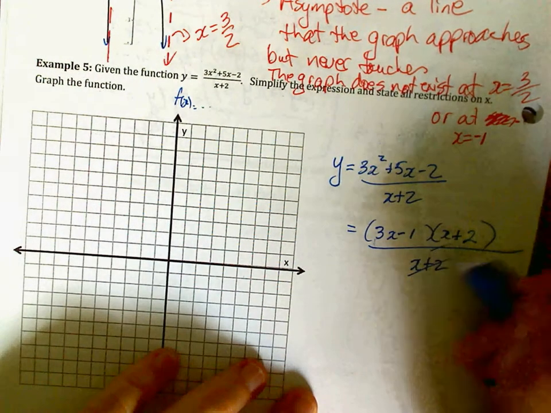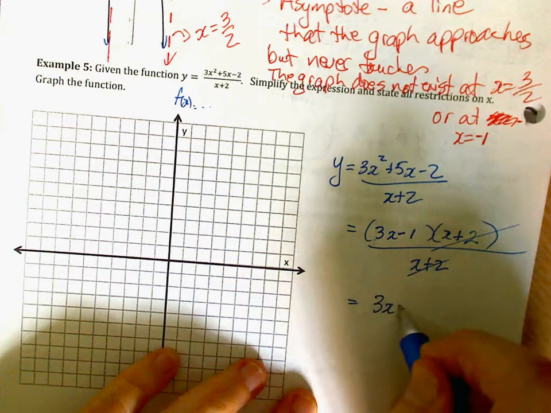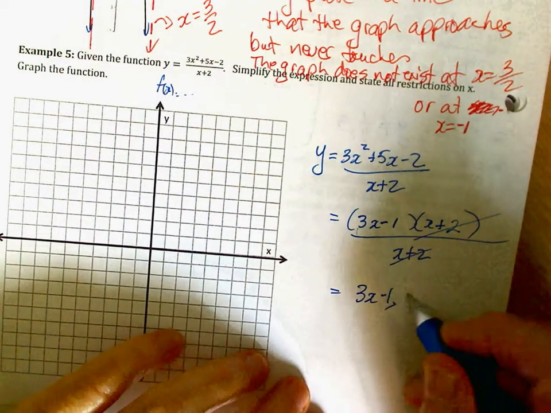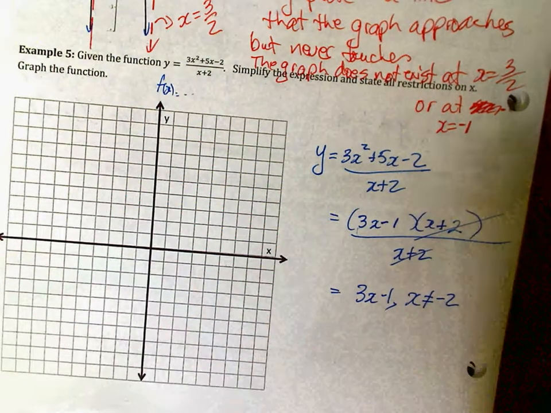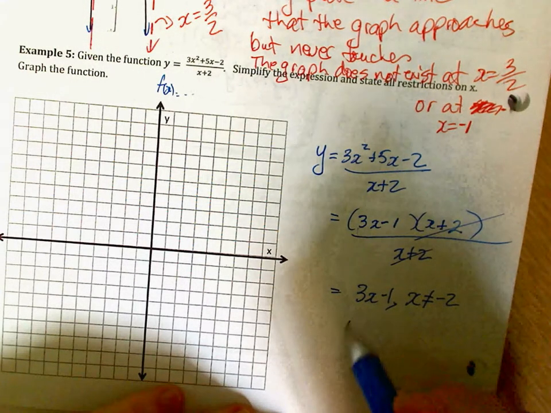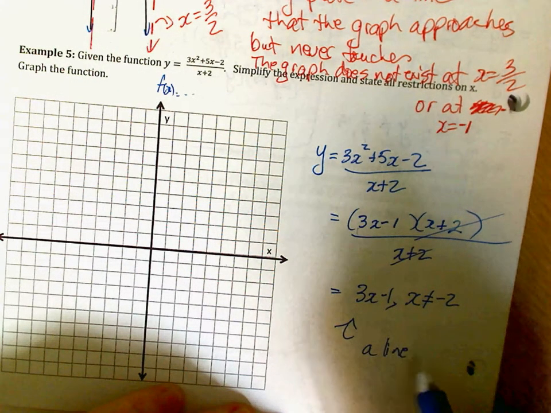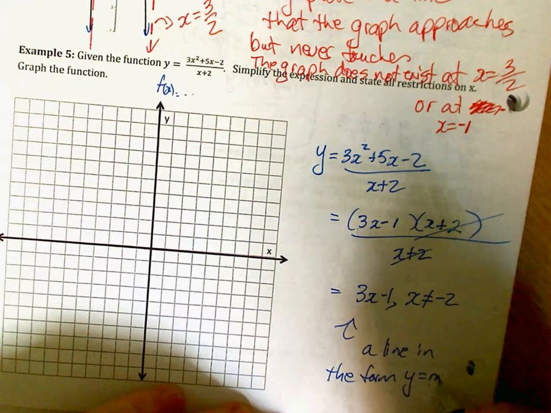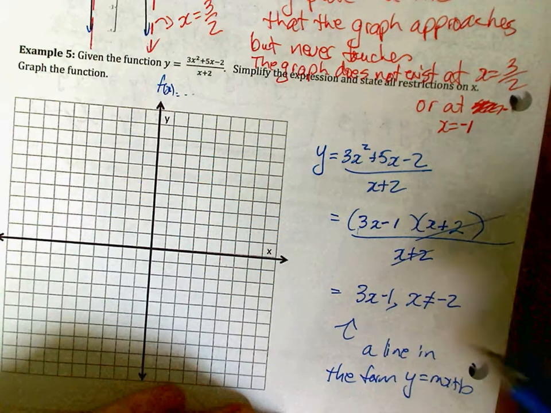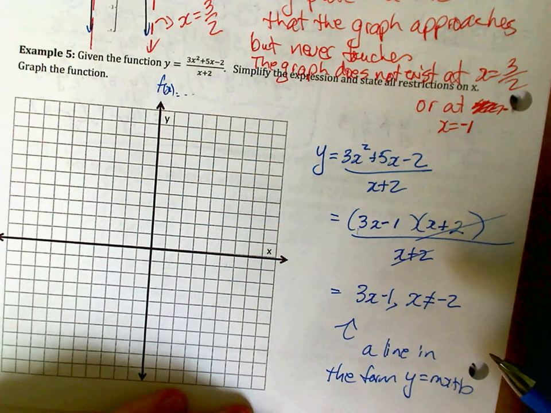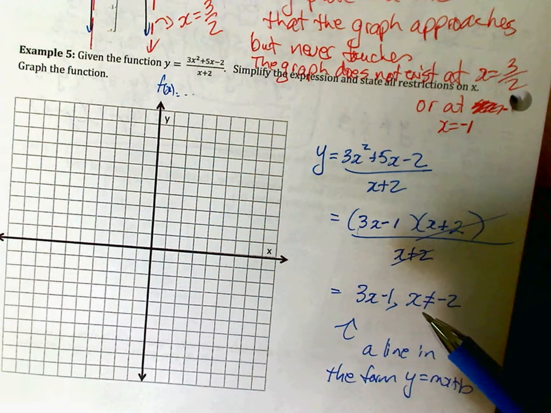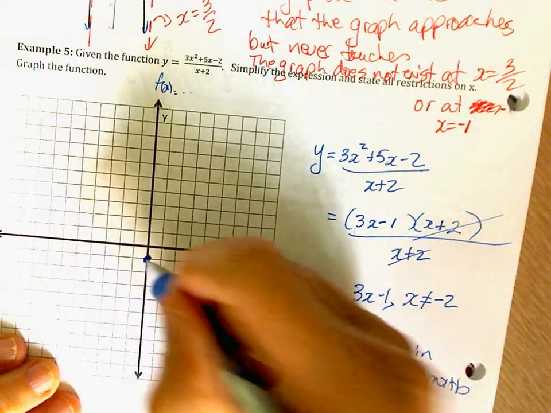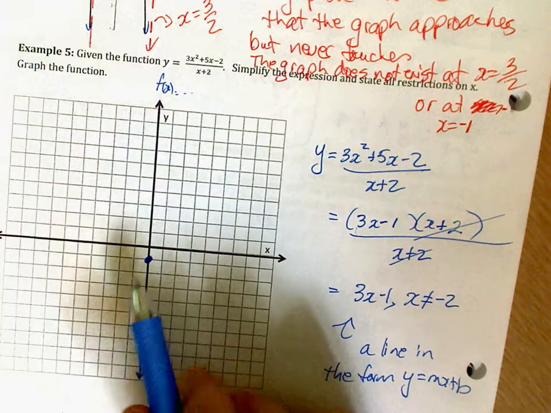What can x not equal? So let's graph it. This is a line, right? This is a line in the form y equals mx plus b. Can you tell me what the y-intercept is? Our y-intercept is -1. So that's right there, right? The y-intercept is where the graph crosses the y-axis. What's the slope?